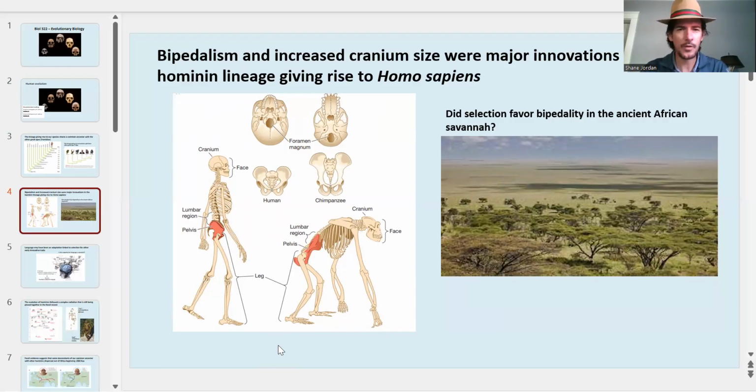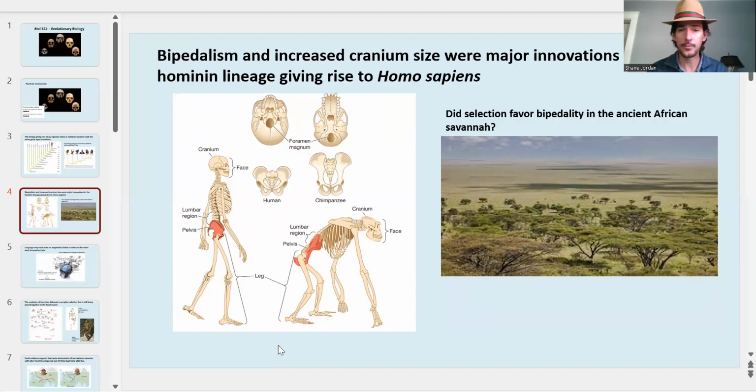Well, first of all, when we think about bipedalism, we probably want to frame the evolutionary circumstances under which bipedalism was favored by natural selection in a historical context. And we can think of that historical context as being the environment in which the earliest hominins evolved.